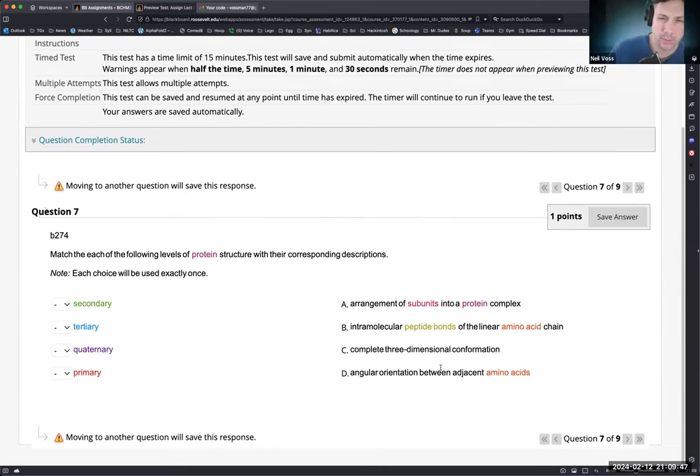Match each of the following protein structures to the corresponding description. Arrangement of subunits into a protein complex. That's what we usually refer to as quaternary structure. Intermolecular peptide bonds of a linear amino acid chain. Linear is the key word there. That would be primary.